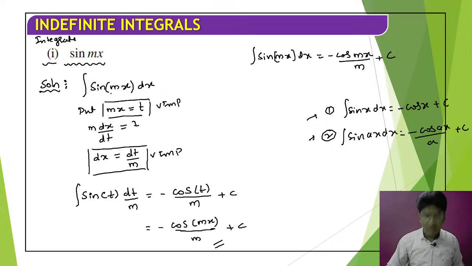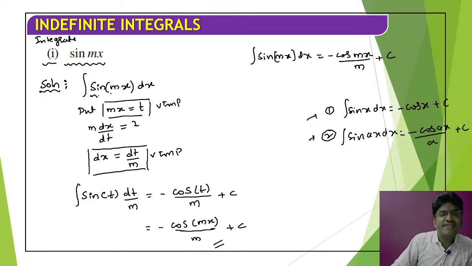Clear? So you just see, they have given sin mx dx. I will replace mx as t. Once you do substitution, the substitution has to be differentiated. That means the term which you have substituted, that has to be differentiated. So you differentiate it. What will it be? m into dx by dt equal to 1. Okay. So you multiply dt to the other side, so that will be 1 into dt, dt. And you take this m to the other side, it will be dt by m.